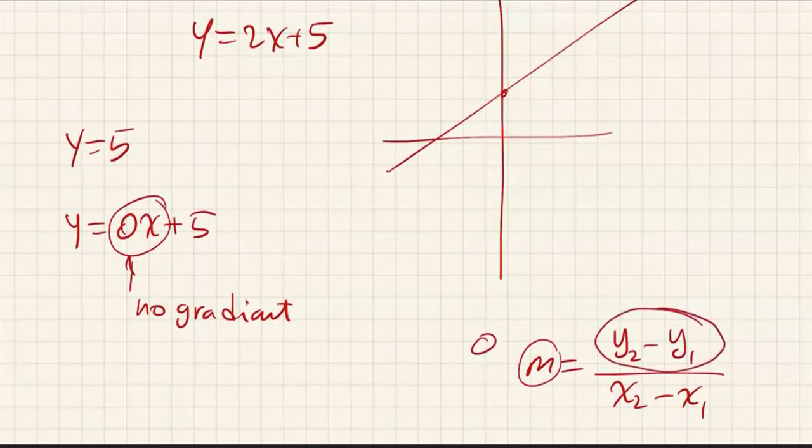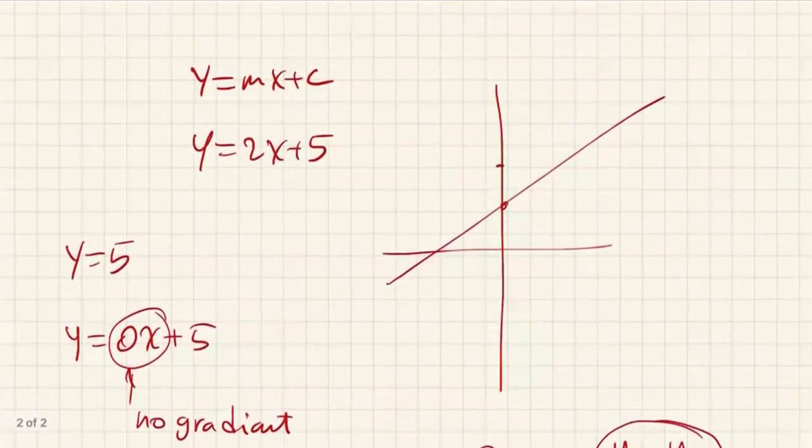y2 minus y1 equals 0 means that all the points have the same y. If I'm telling you y equals 5, all the points have y of 5. This point has y of 5, this point is y5, this point is y5, this point is y5. So y equals 5 means a horizontal line passing through 5.